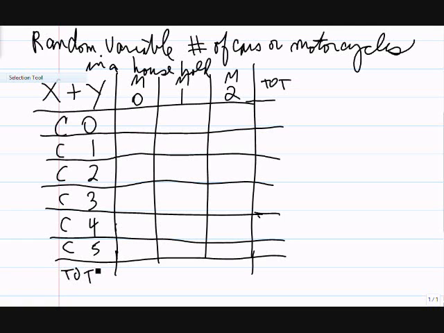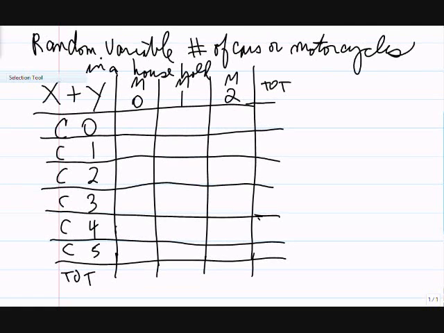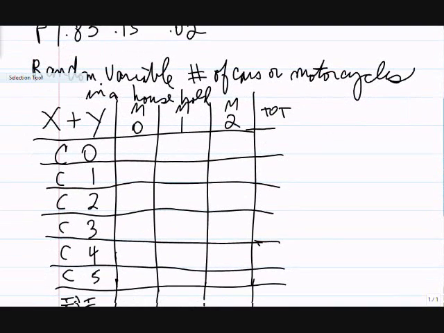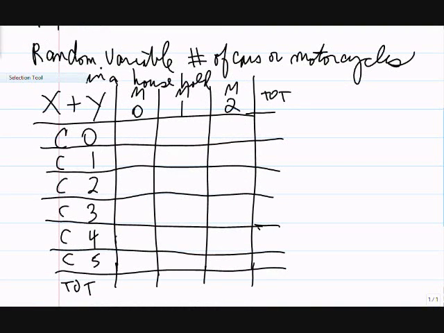Okay, so if I've got no motorcycle and no car, what's the probability of no motorcycle? Was it 0.83, I think? And the probability of no car is 0.09. So how can I get the probability of having no car and no motorcycle? Multiply them. So that's going to be 0.09 times 0.83, which apparently is 0.0747.